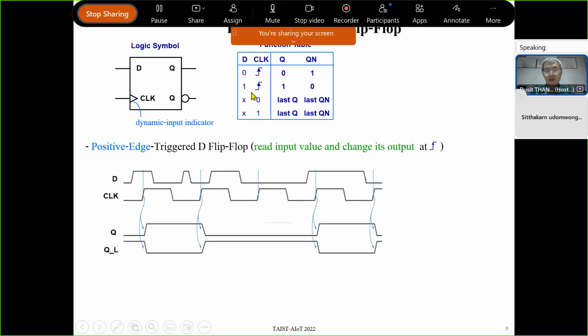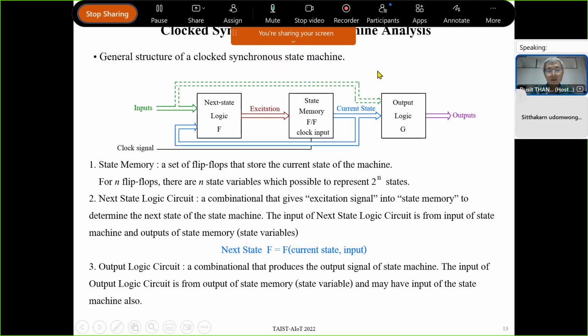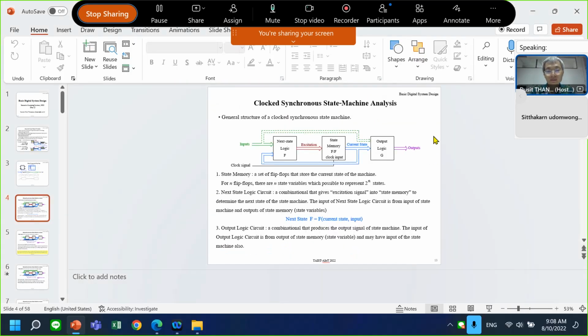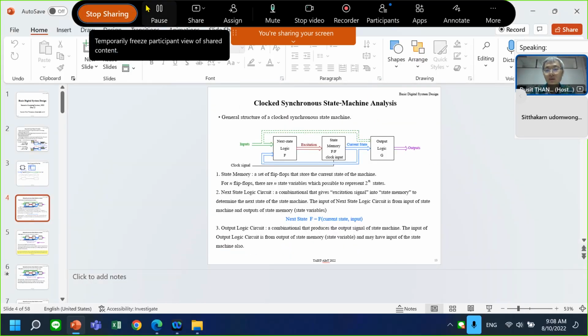So, now let's introduce the basic element that is used in the system. This one.